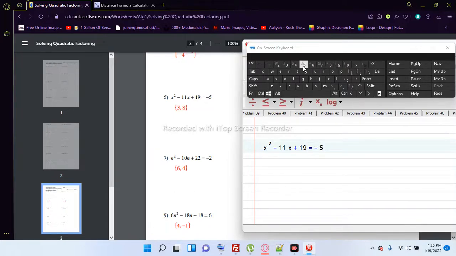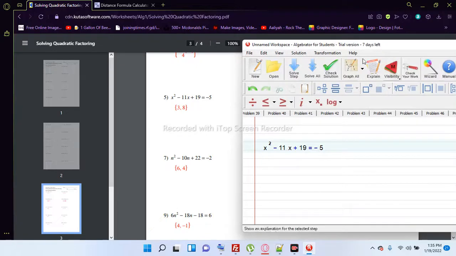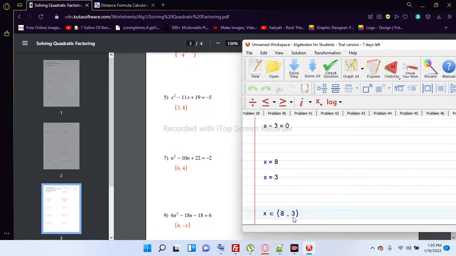A negative 5. We wrote it in there. Check it: x squared minus 11x plus 19 equals a negative 5. Solve it all, and it says 8 and 3, or 3 and 8, whatever you want. It doesn't matter, we still got the answer. There's the answer. Now, we'll do another one.